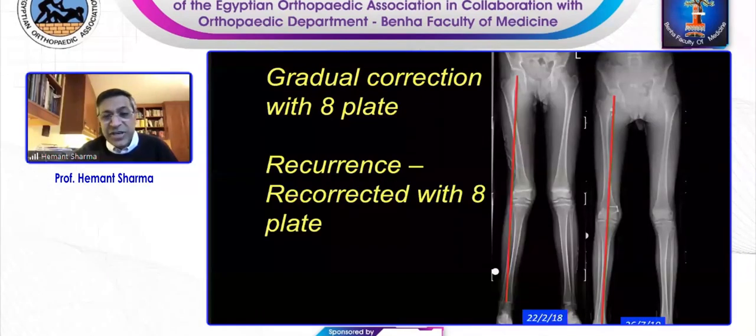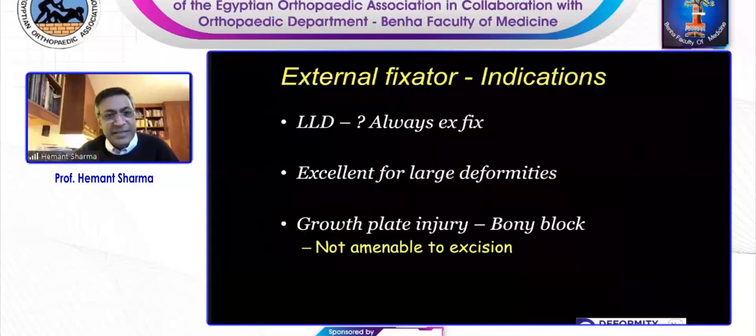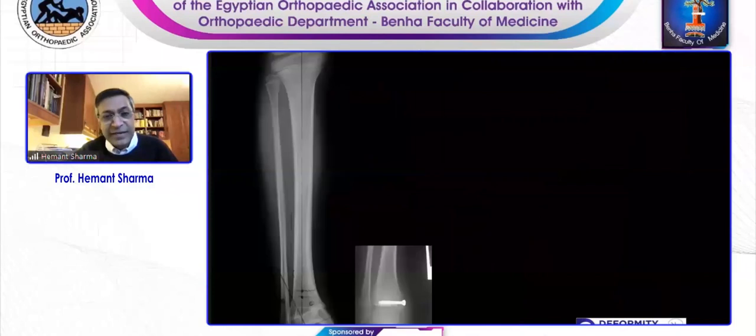So this child had a problem after the removal of the plate. All you need to do is put another 8-plate, and it corrects slowly and comes straight. External fixation, if it's a leg length discrepancy, then perhaps that is the best thing. Quite good for large deformities and where there's a growth plate injury, where the bony block is not amenable to excision, and there you can do that.